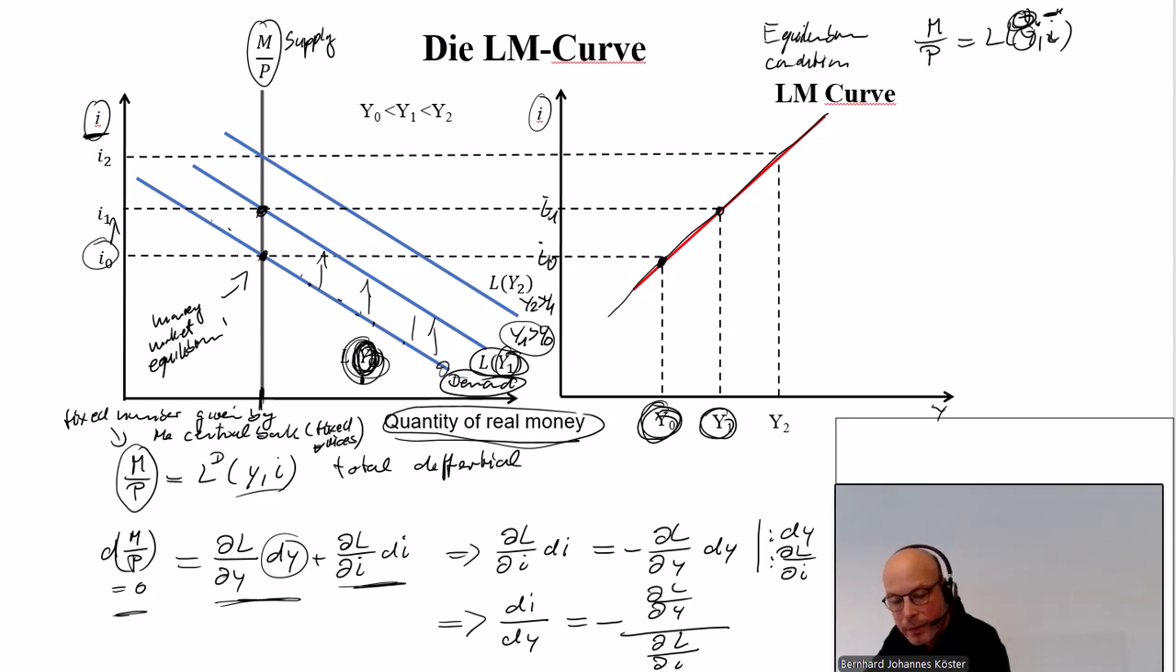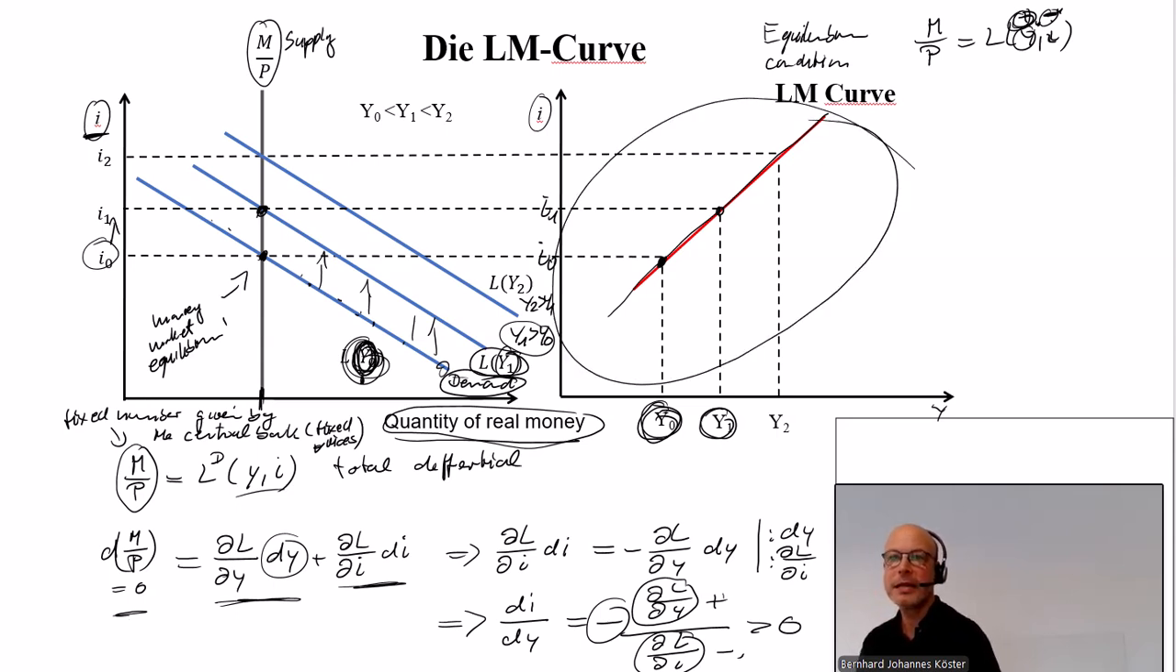And now again, we use these two dependencies. This is positive, a positive dependence on income. This is negative, a negative dependence. A positive number over a negative number is negative, but we have a minus sign here. Minus times minus is positive. So we obtain the positive dependence, and this is an increasing dependence between interest rates and income. So again, the analytical part.